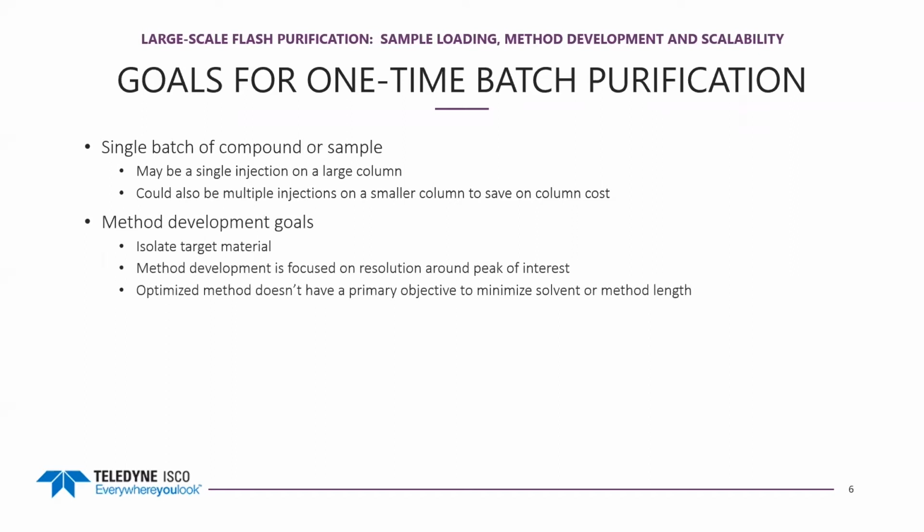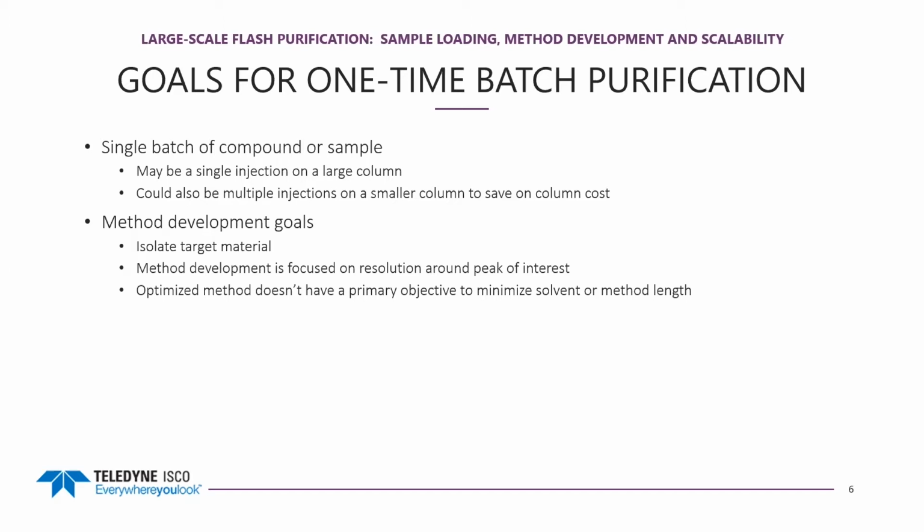Or you're going to do multiple injections on a smaller column, and you could save on column cost, maybe if you're using a reusable stationary phase like your C18, C18AQ, or maybe if it's a high percent organic normal phase separation. You could potentially do multiple separations on back-to-back runs on your large column in normal phase as well, as long as you're not going back down into your low percent organic modifier.